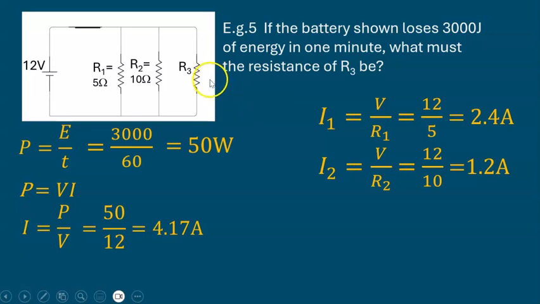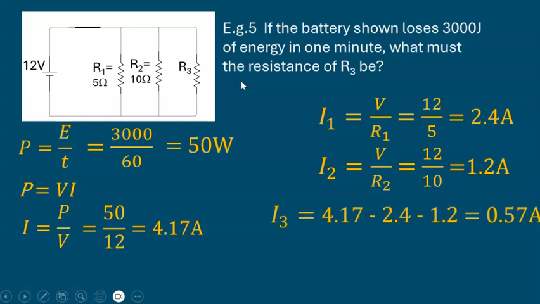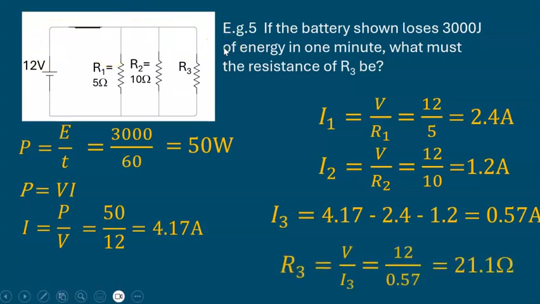And as said before, the remainder of that 4.17 is flowing through R3. So 0.57 of an amp going through R3. I know the current, I know the voltage, so therefore I know what the resistance must be. So using Ohm's law, V equals IR, R is V over I. 12 divided by 0.57 of an amp is 21.1 ohms.